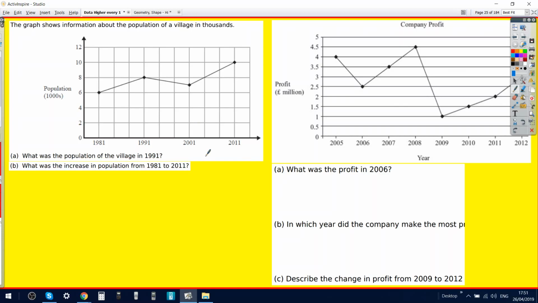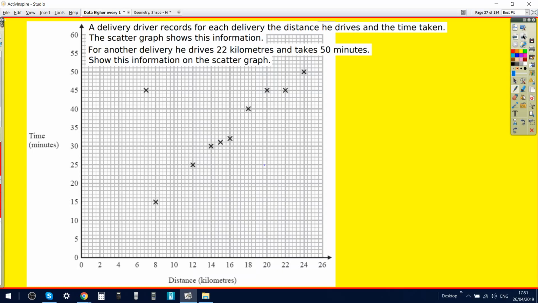I'll just do one of these. Top left one? The population of the village in 1991 was 8,000. Yeah. In 2011 it was 4,000. Yeah, fine. And again, there are millions of those.